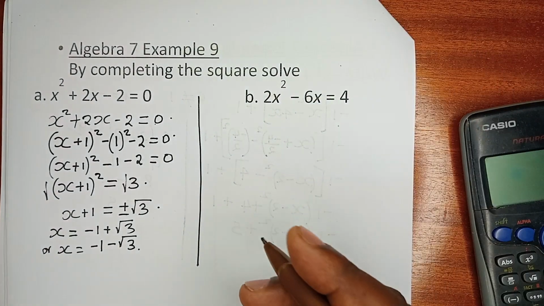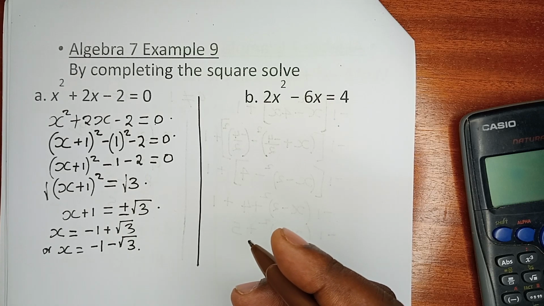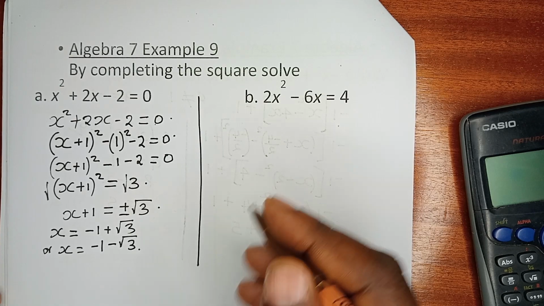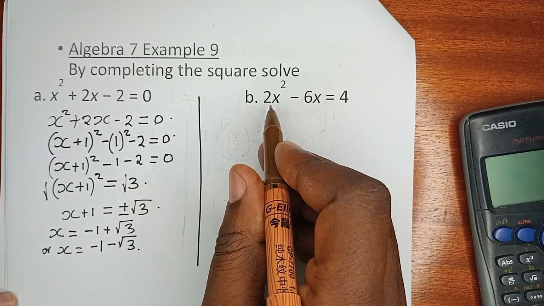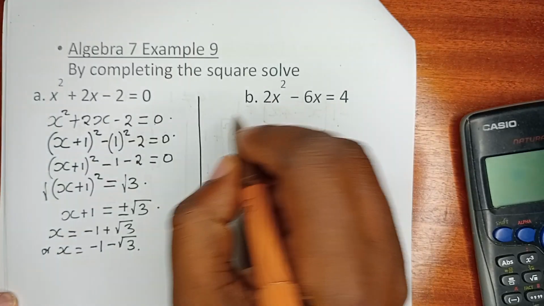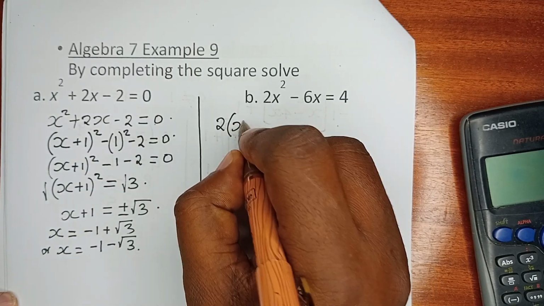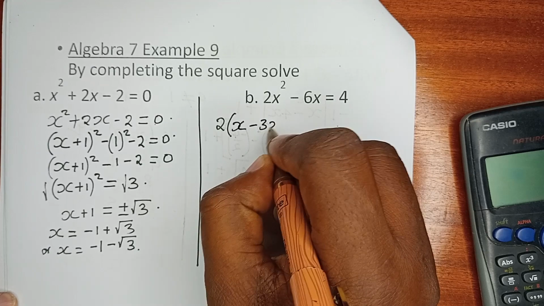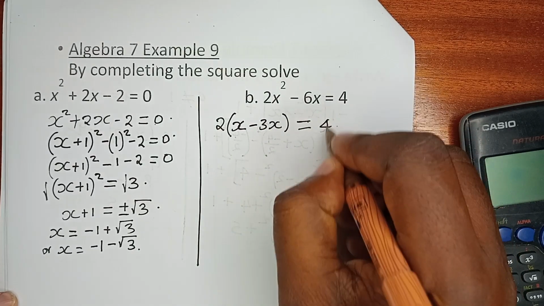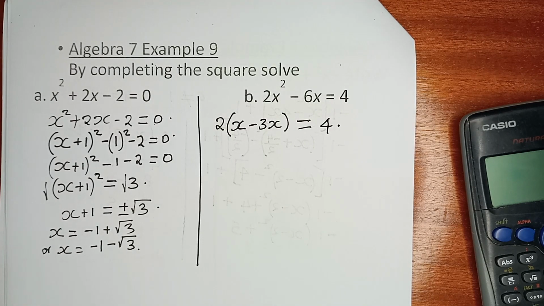Part B talks of something different, because we have the coefficient of x squared being 2, and we know to complete the square we must remove this 2 outside the bracket. 2x squared minus 6x equals 4. We can even have it that way, it still equals 4.